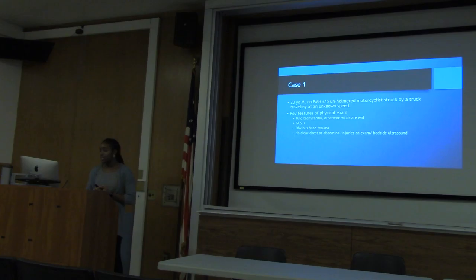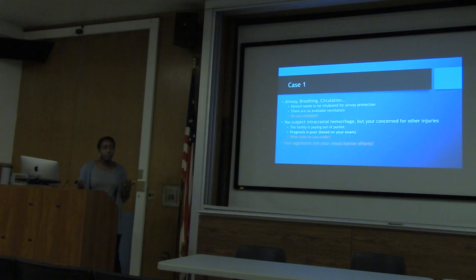So for the interest of time, key features of the exam: he's mildly tachycardic, his GCS is 3, there's obvious head trauma. On further evaluation, there's no clear chest or abdominal injuries that you see using your exam and your bedside ultrasound skills as well. So we all know what to do. This is bread and butter EM: airway, breathing, circulation. You know that the patient needs to be intubated. The issue is that there's 4 ventilators in the whole hospital and all of them are used by the ICU.